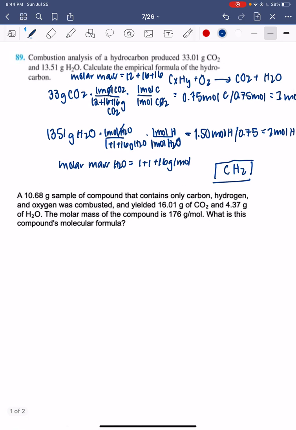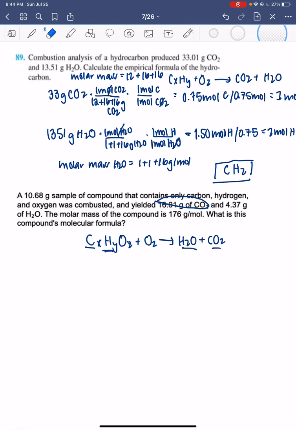So we can have a combustion analysis of a hydrocarbon, like I mentioned, but we can also have a combustion analysis with oxygen as well. And again, it's reacting with oxygen like usual to produce water and carbon dioxide here. It's saying that we have 16.01 grams of carbon dioxide and 4.37 grams of water. So we know that we can track back like usual from the CO2 right here and find how much carbon. We can track back from the water to find how much hydrogen.